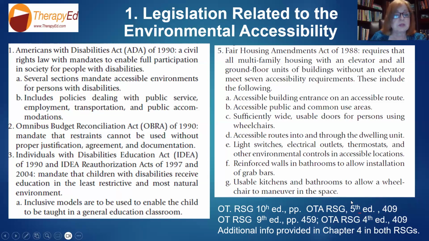So the key things that you would be looking at if, say, that was an exam item would be, is the building entrance accessible on an accessible route? Are there common areas and public areas that are accessible? Things like the laundromat, things like the mailroom. Are those accessible? Are the doors wide enough for people with wheelchairs? Are there accessible routes into and throughout the dwelling unit? So, from the parking lot, from the laundry room again. And then all the light switches, electrical outlets, thermostats, and all controls in accessible locations.